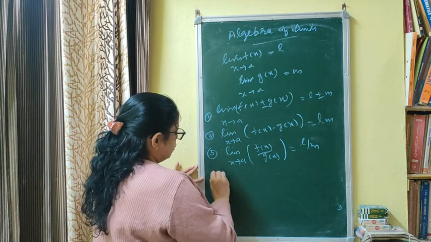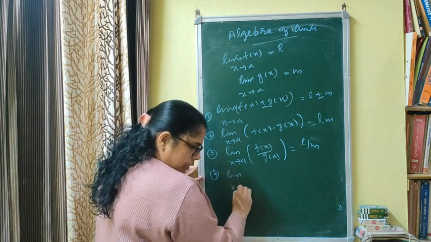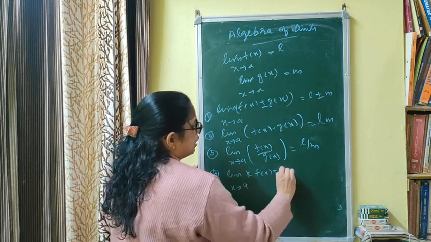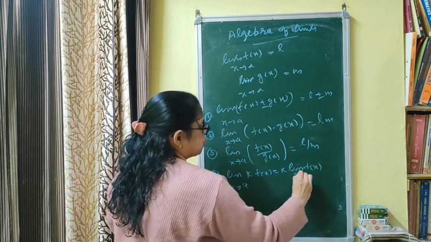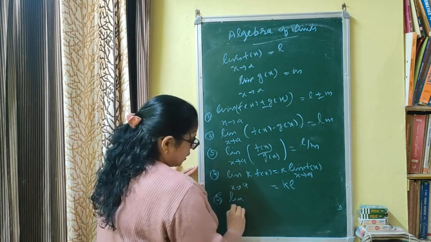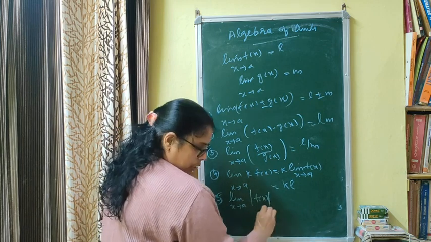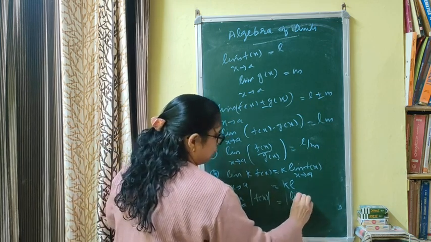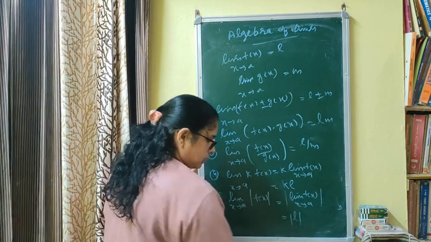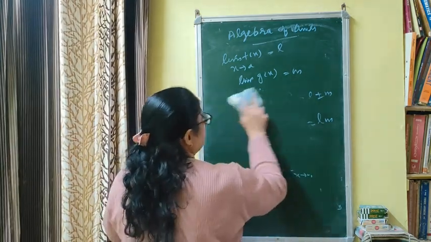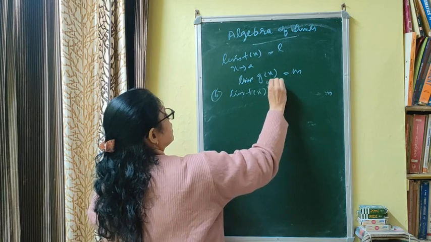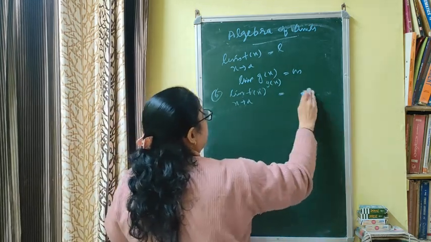Now the next ones are just for knowledge, no need of learning by heart. Next is limit as x tends to a of k f(x) is equal to k into limit f(x), that is kL. Next is modulus function. Limit as x tends to a of mod f(x) is equal to, you can take modulus common, mod of limit f(x), that is equal to mod L. Next, there are two more properties. Now the sixth property: limit of f(x) raised to the power g(x) as x tends to a is equal to L power m.